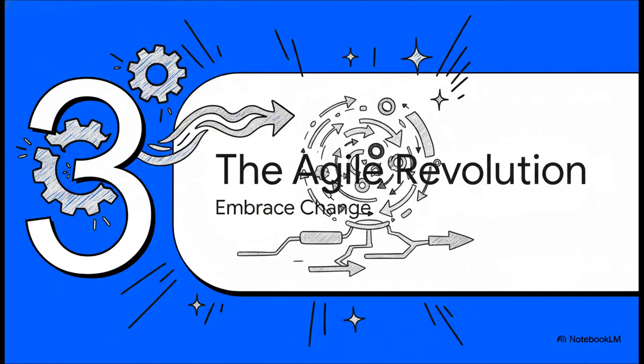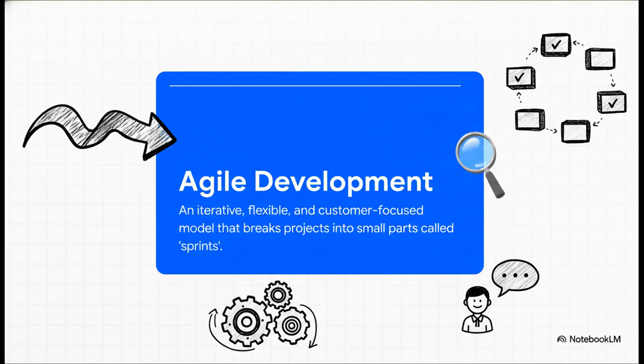All right, let's shift gears, because everything we've talked about so far was about trying to control change. Now we're going to talk about a completely different philosophy, one that says embrace change. Welcome to the Agile revolution. See, Agile isn't one specific model so much as it is a mindset, a philosophy. It values flexibility and working closely with the customer above all else.